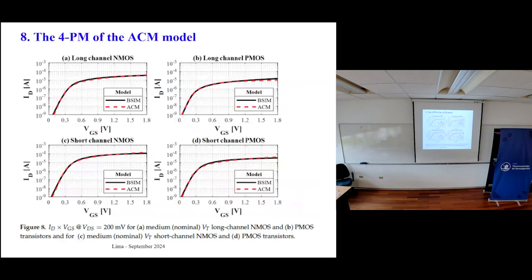Okay, here are some examples of simulation using BSIM. BSIM is the industrial standard, and ACM. Of course, I'm fooling you because this is the log scale. So you don't see any difference, right? But in fact, there is a small difference between the two curves. You see here, maybe 20% or something.